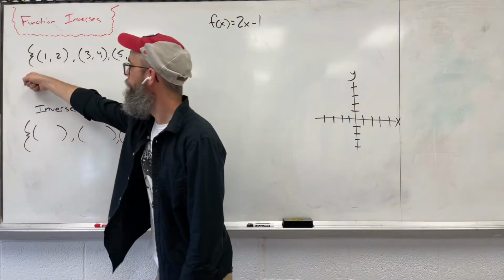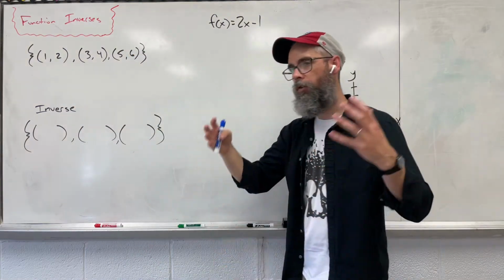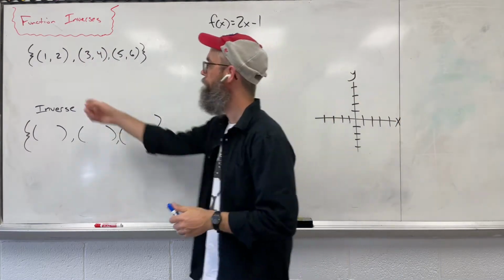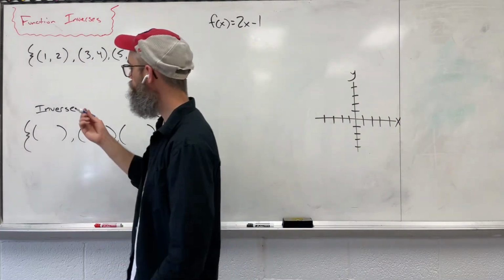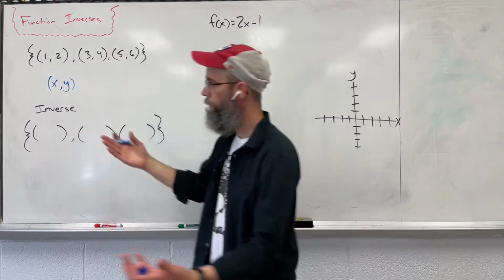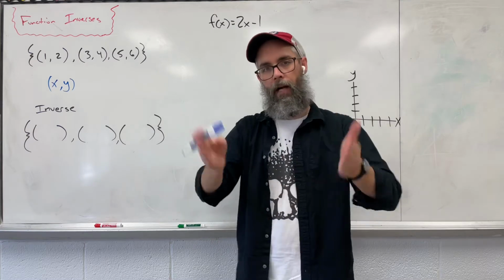Set. These funny looking brackets on the outside denote a set. All it says is we've got a group of coordinates. We have 3 coordinates in here. All of these coordinates are created by an x comma y.